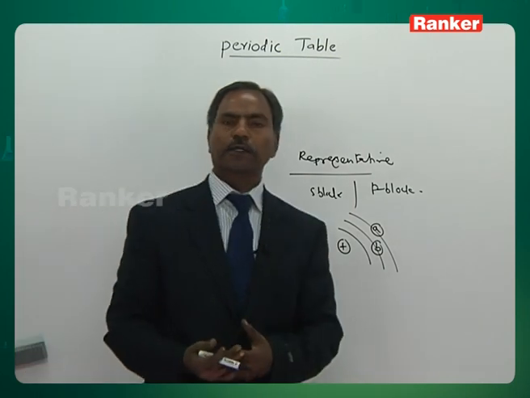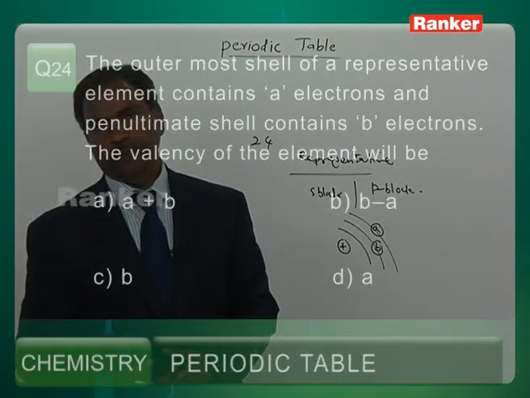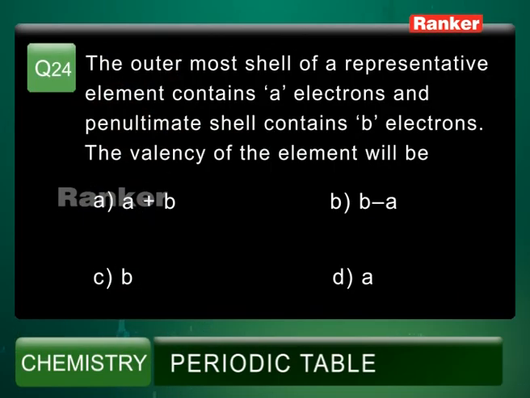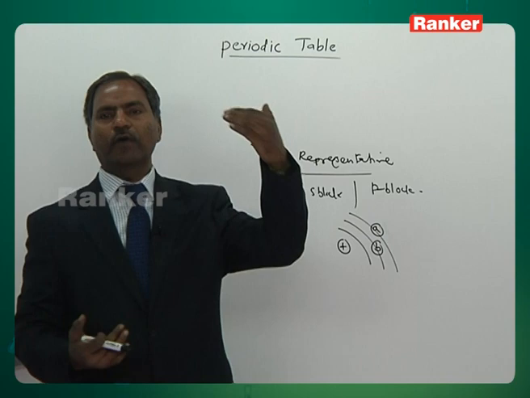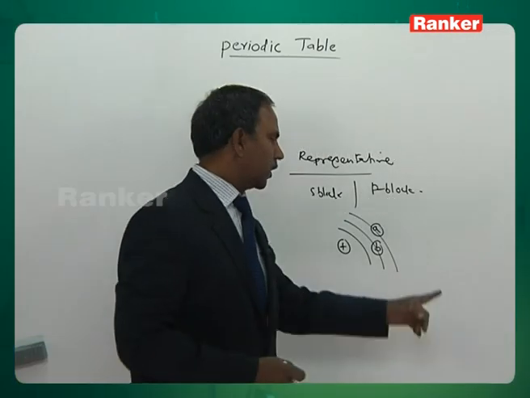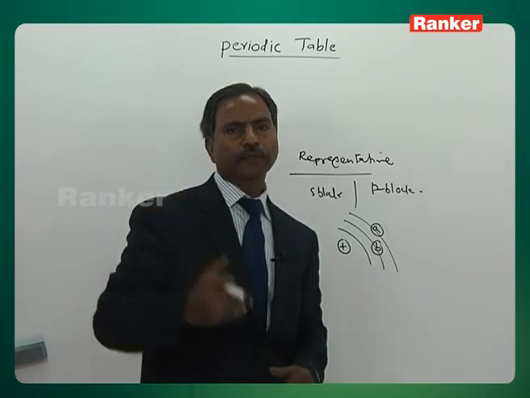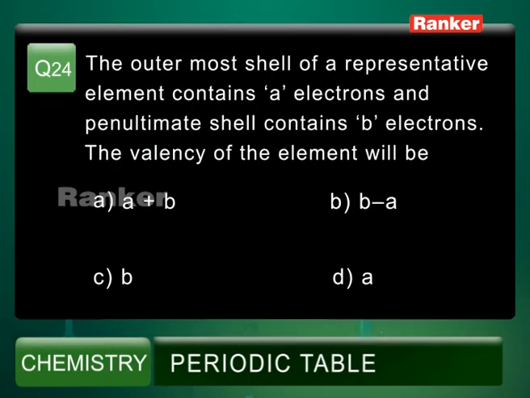Whatever the number of electrons in the valence shell, that will be the valence of that particular element. Option A is A plus B. That is not correct. Coming to B, B minus A, no. Coming to C, B. B means the penultimate shell electrons. Only valence shell electrons we consider for valency. Option D is given as A. Whatever the number of electrons in the valence shell, that will be considered the valence of that element. Therefore, question number 24, answer is D.